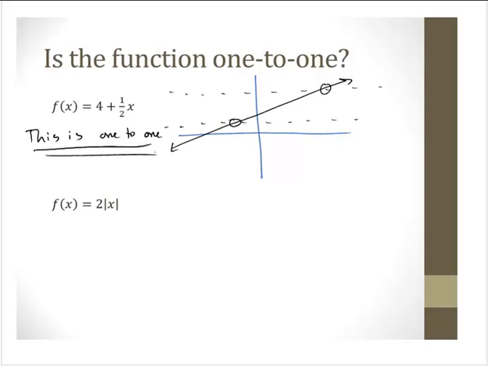f of x is equal to 2 times the absolute value of x. Now this one, we could think graphically. We can also think symbolically. Notice, for example, what's f of 3? f of 3 would be 2 times the absolute value of 3, which is 6. And f of negative 3 would be 2 times the absolute value of negative 3, which is 2 times 3, which is also 6. This is not one-to-one.